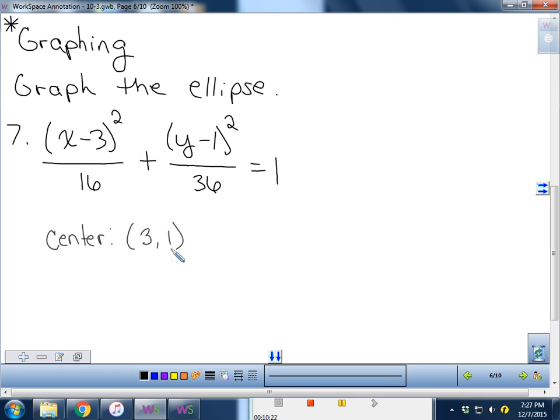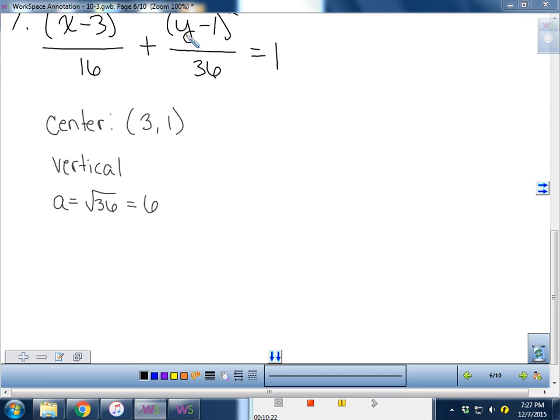Then I have to decide, well, is this going to be a vertical ellipse or a horizontal ellipse? And if you look, the bigger number is underneath the y. Y is vertical, so this is going to be vertical. Should be like a standing up egg. And then I need to identify a. So a would be the square root of the bigger number. That's 36. So the square root of 36 is 6. That is underneath the y. Since it's underneath the y, that means we'll go up 6 and down 6.